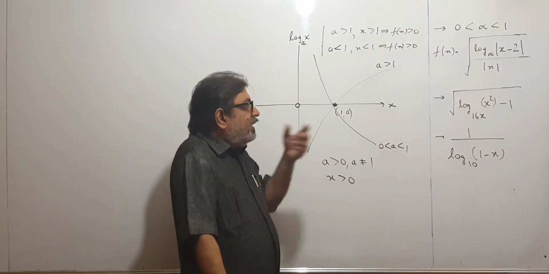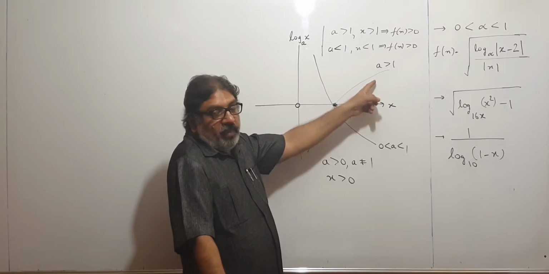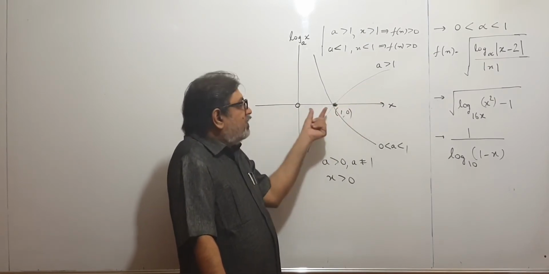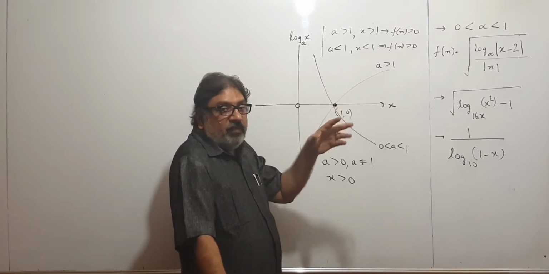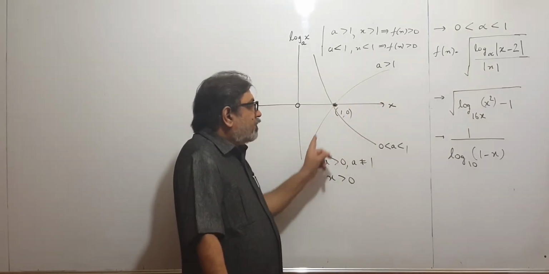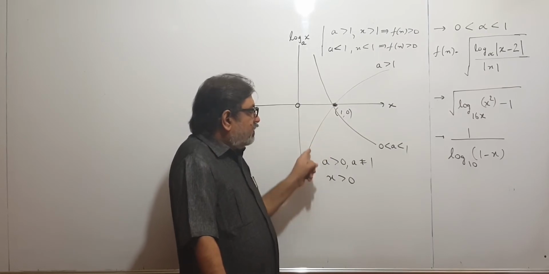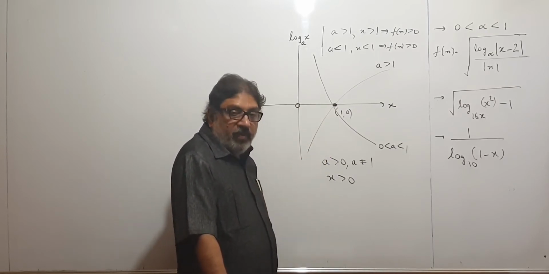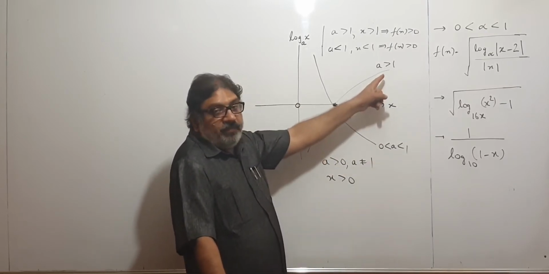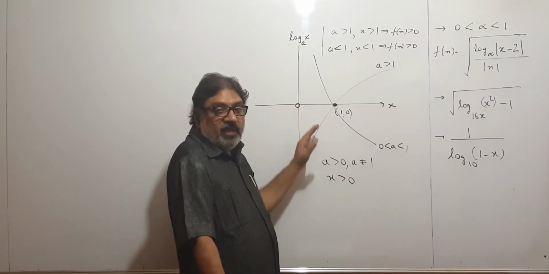See, for example, take a more than 1, and now take x less than 1, meaning here. a more than 1 means you have to look at this graph. Now take x less than 1, meaning this much region. So where is the graph? This is the graph, below the x axis. So when a is more than 1 and x is less than 1, the graph is negative.